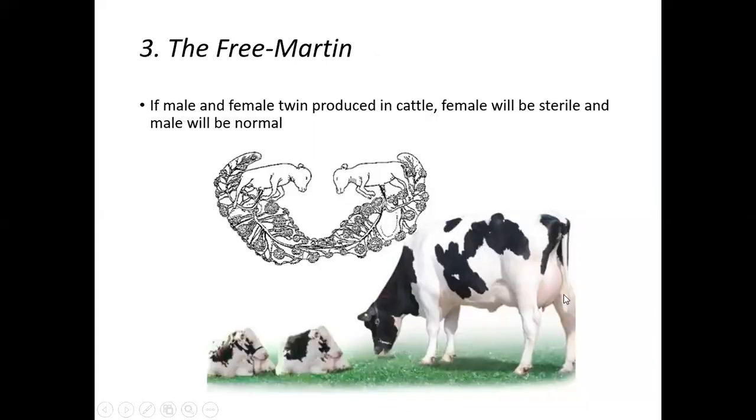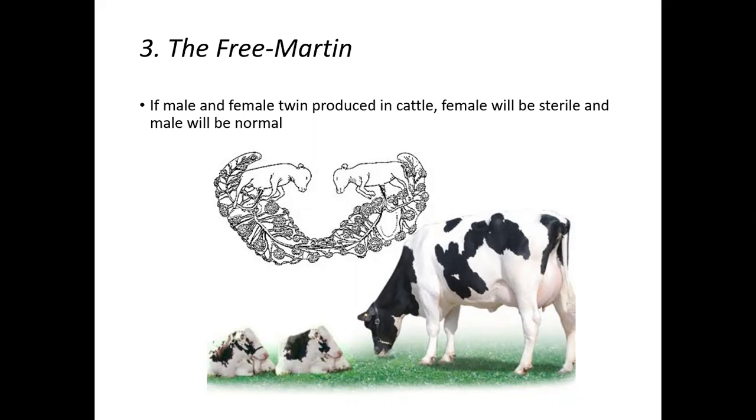And next, the third one is the freemartin. Freemartin is named after the scientist. In this case, especially in cattle, when twins are produced, one of them being a male and the other a female, the female will become sterile and the male will become normal. These are known as freemartins.